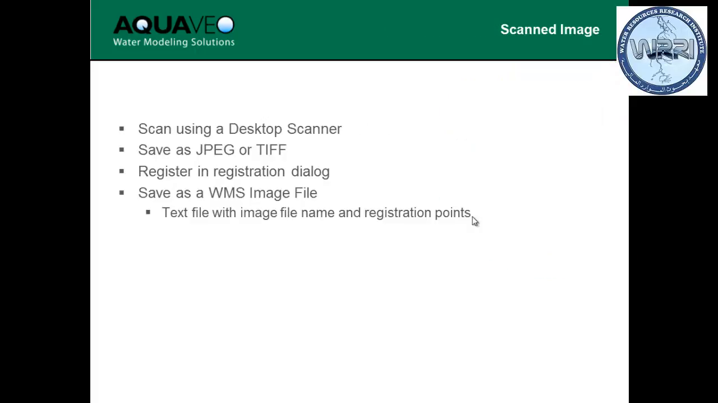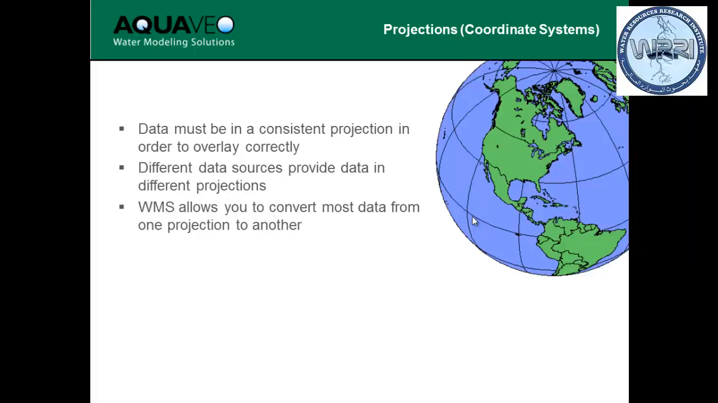When you're done registering the image, you'll want to save a world file. So if you're saving it as a TIFF file, you'll save a TIFF world file, or if it's a JPEG, you'll save a JPEG world file. Okay, so let's talk about projections.